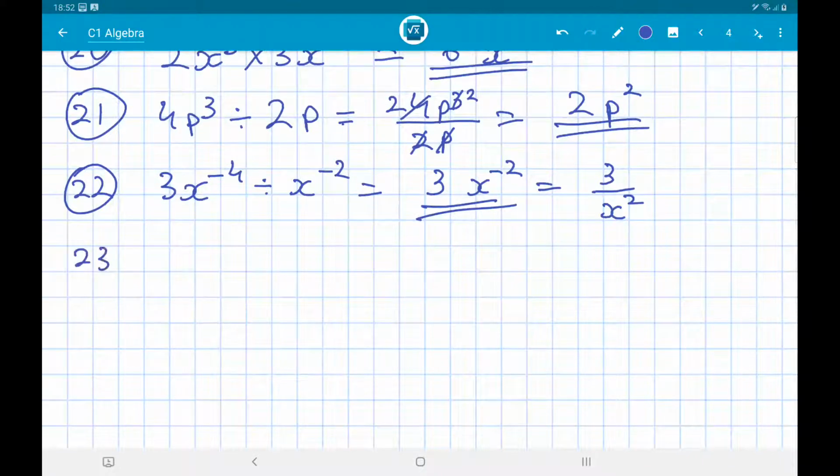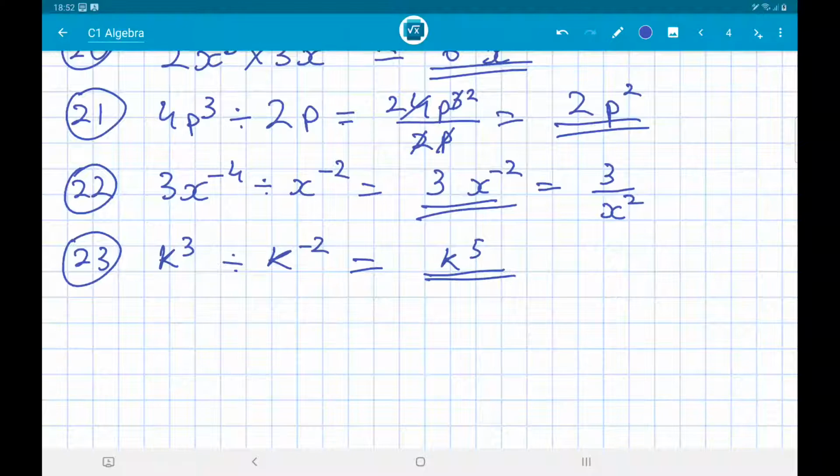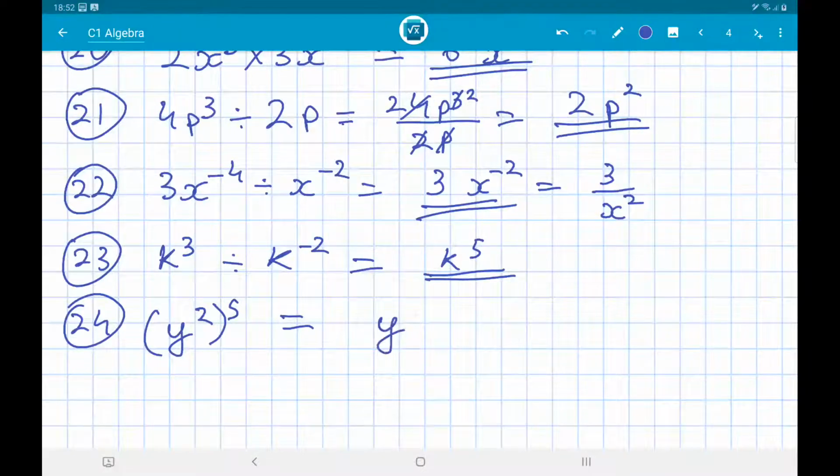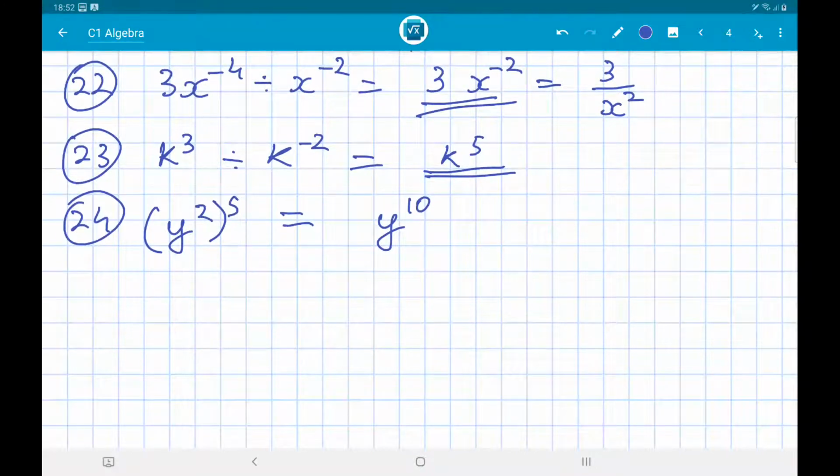Okay, 23. K cubed divided by k minus 2. That would give us k to the 5. So you get 3 minus minus 2. Okay? 24. You have y to the 5, squared. This would be equal to y to the 10. And the reason for that is, of course, when it's multiplied, you just basically do 2 multiplied by 5. Well, that's the final answer.